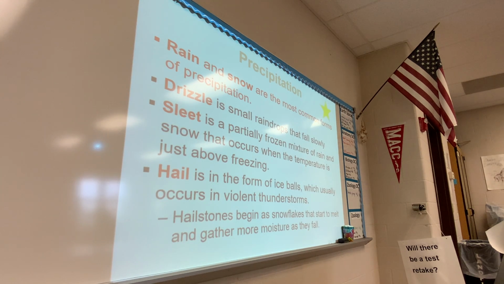Rain and snow are the most common forms of precipitation. You can get drizzle, which is really, really small rain that's falling slowly. Sleet is a frozen rain and snow mixture, and hail is like ice balls, which usually occurs during very violent thunderstorms. Hail begins as snowflakes that start to melt, and then as it gathers moisture as it falls, it freezes again. But again, all of these are forms of precipitation. If it is moisture leaving a cloud, it's called precipitation.